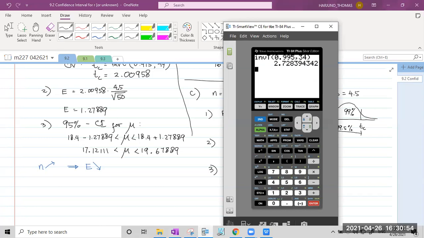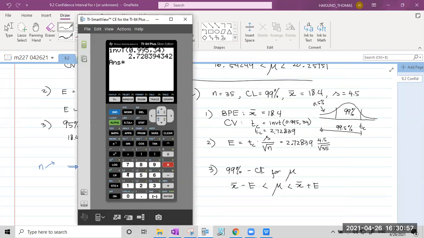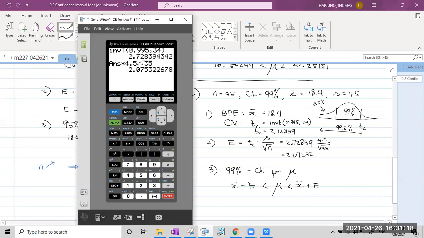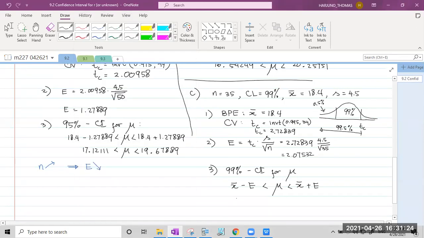Okay, going back to our calculator, multiplied by the sample standard deviation divided by the square root of sample size. That gives us 2.07532. Did I quote that correctly? Yeah, that's right. So then confidence interval for mu, always declare that first. Always do the declaration. Always.